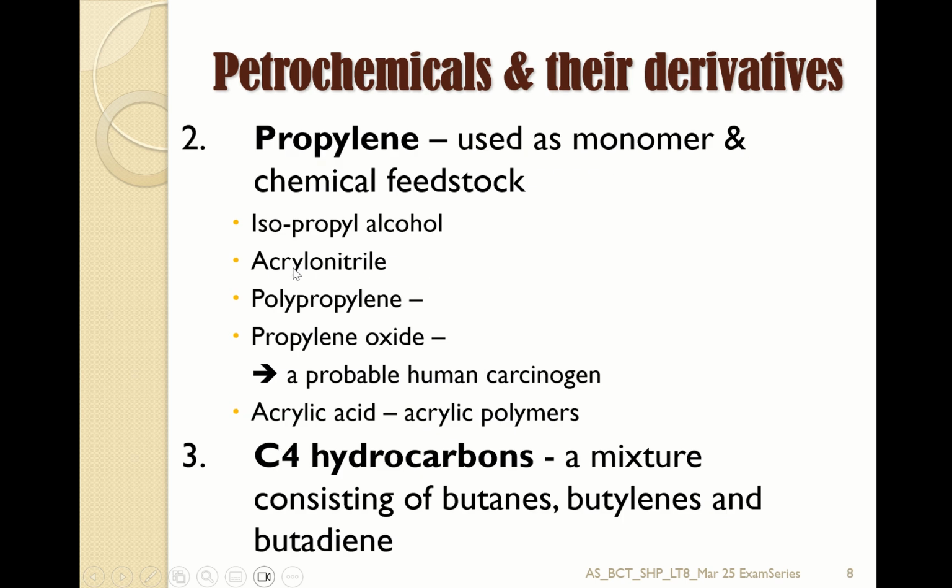Then we have the three carbon chain one, which is called propylene. Same thing again, it can be used as a monomer. Later when we do polymers, you will know better what a monomer is. So basically you can polymerize propylene to polypropylene, which is a plastic. It can also be made into IPA, isopropyl alcohol, ACN, propylene oxide, and acrylic polymers, and so on. So a lot of products can be made from propylene also.